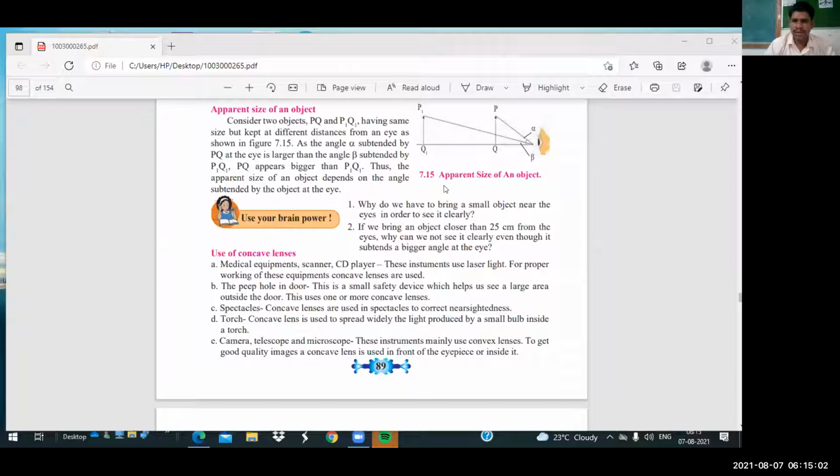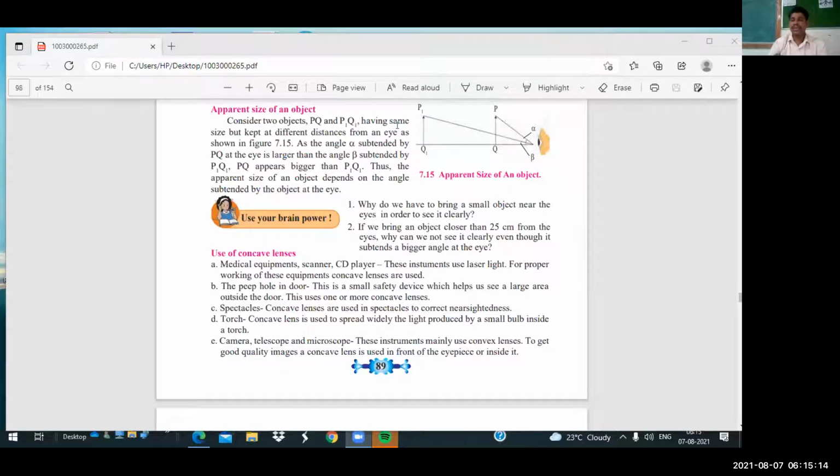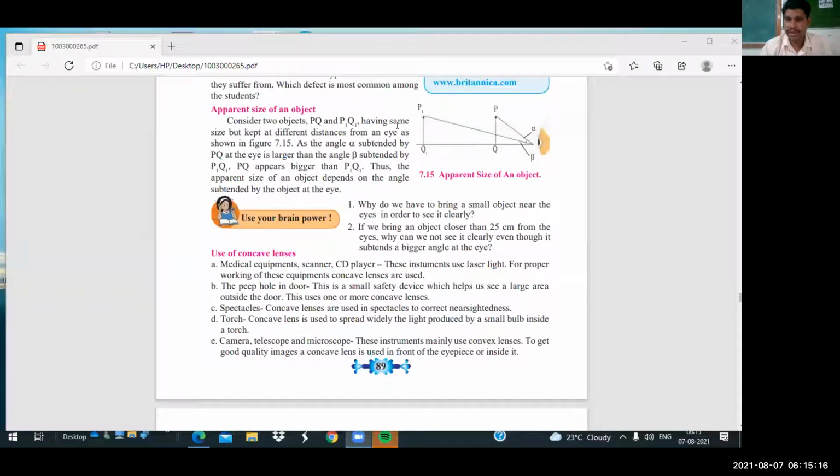First we will speak about the concave lens. What the concave lens does is diverge the refracted light rays falling on it, and for that reason it can create a proper angle and our eye can identify the image. Otherwise, it's not possible for us.